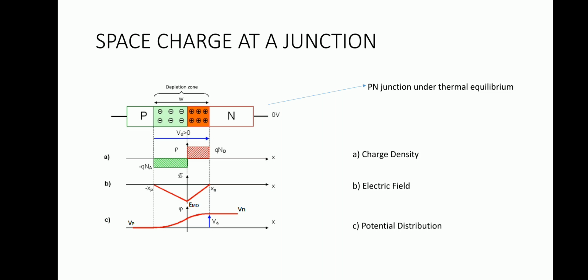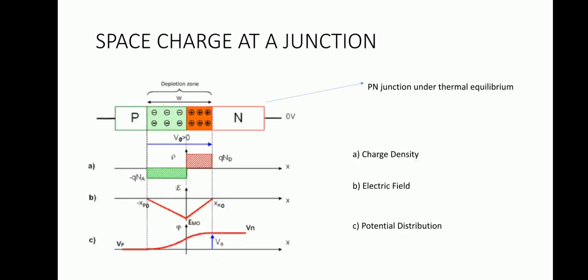Due to this electric potential, there is an electric field directed from the n side to the p side. Due to this electric field, the drift motion of charge carriers happens. If the drift motion of the charge carriers and the diffusive motion are combined together, we get zero current if the junction is under thermal equilibrium.